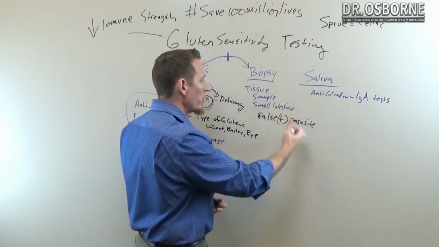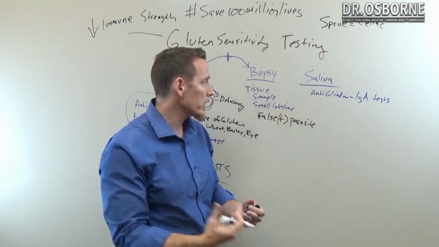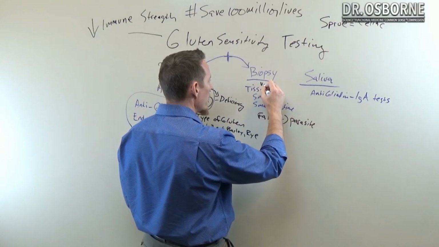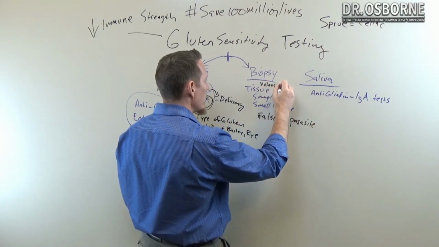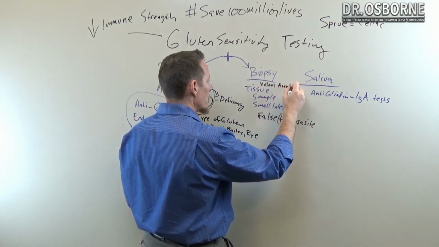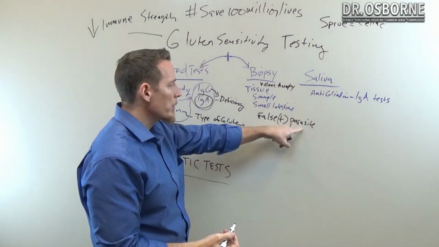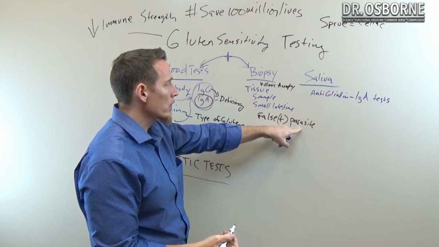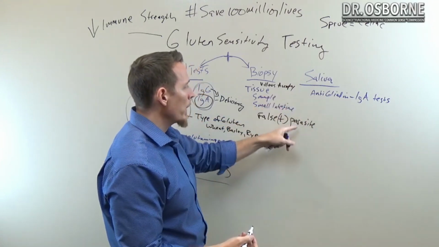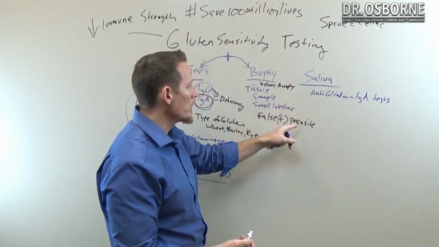So having a positive biopsy for villus atrophy, which is what doctors are looking for, damage to the folds of the lining of the small intestine, that's what they're looking for, that finding. That can be caused by parasites. And so if the doctor's not testing for parasites simultaneously, they can give you a misdiagnosis.